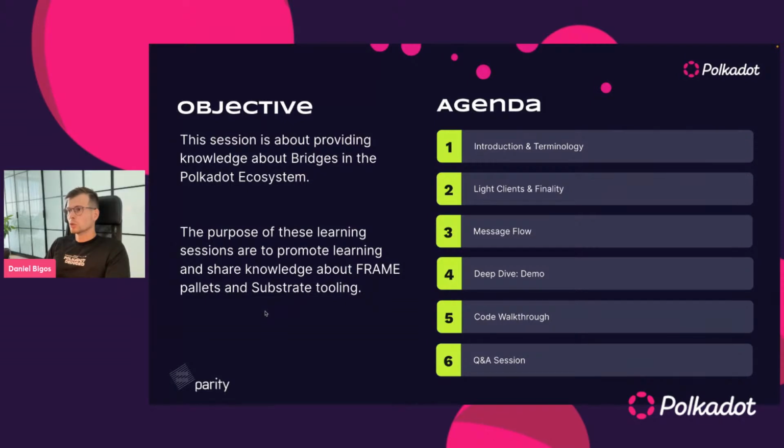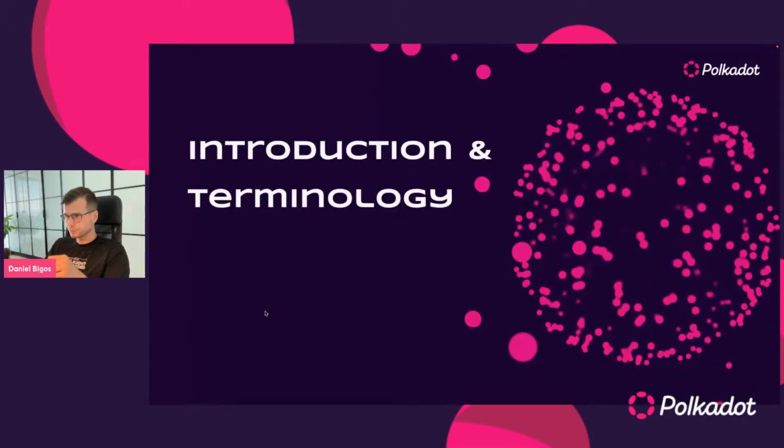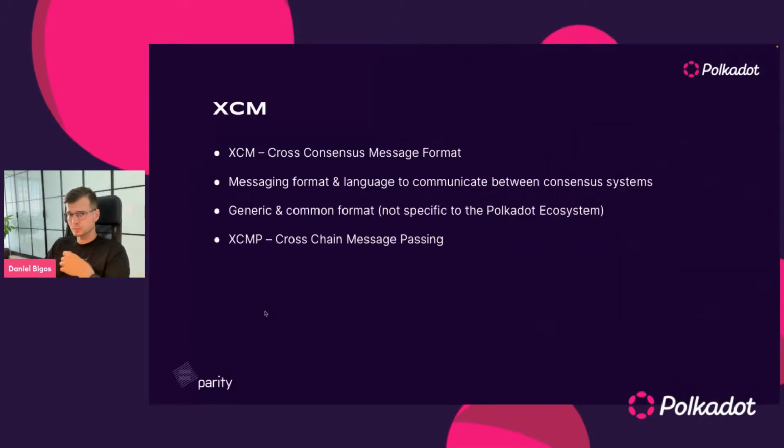So at first I'm going to provide some introduction and terminology. Then we will talk about light clients and finality. Then we will check the message flow in the bridge. Then we will have a quick demo about asset transfer between Kusama and Polkadot. Then we will have some code walkthrough, and then if we have some time, there will be a Q&A session. So, introduction and terminology at first.